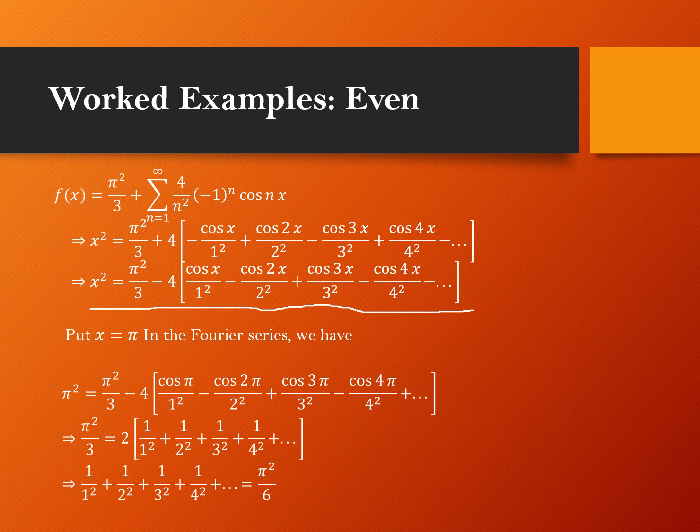Now to prove what we have to show in this question, we put x equal to pi. Substituting x equal to pi, we get pi square is equal to pi square by 3 minus 4 times the sum of cos pi upon 1 square, minus cos 2 pi upon 2 square, and so on. Taking the pi term to the left side, we finally get our proof, that is pi square by 6 is equal to 1 upon 1 square plus 1 upon 2 square plus 1 upon 3 square and so on.